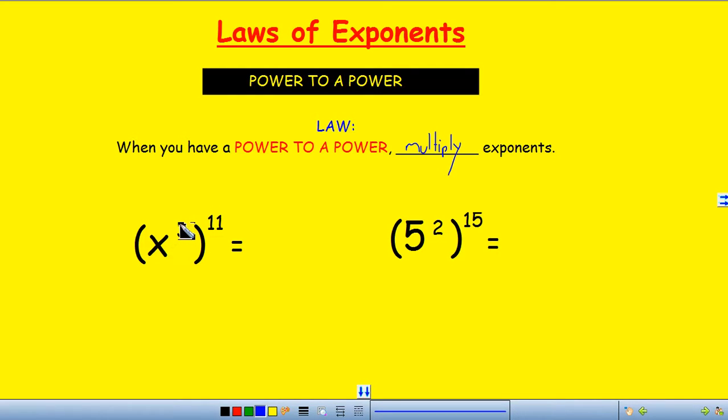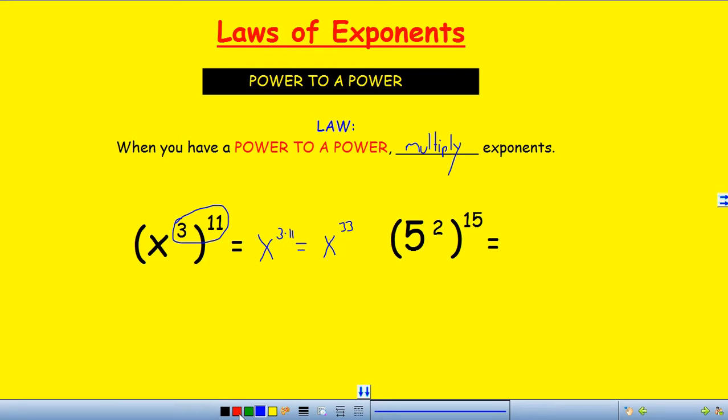Since we have a base of x, and we have this to the power of 3 raised to the power of 11, we're going to keep our same base, and we will multiply, as the law says, 3 times 11. And this leaves us with the final answer of x to the power of 33.